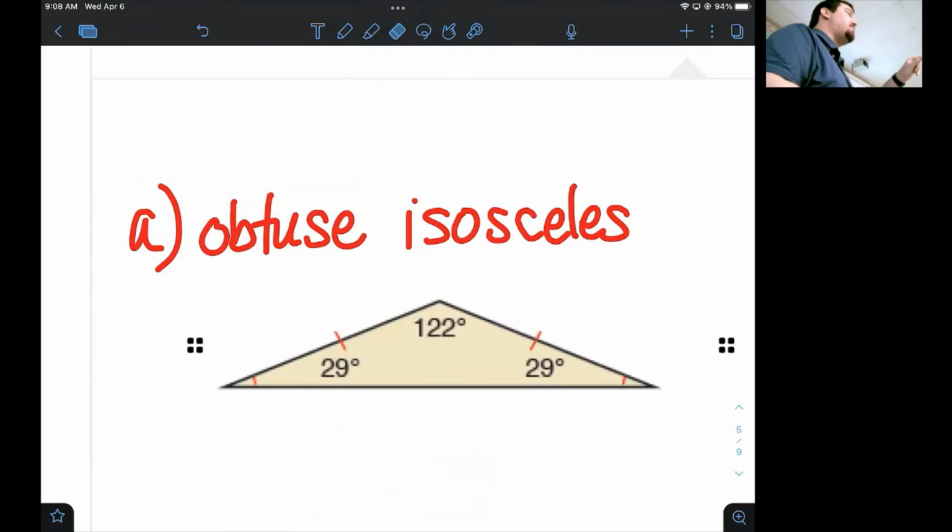Obtuse, isosceles. Speaking of the quiz, for those of you that want to retake the quiz, it is today during your SLT period. This will certainly help you get a better score on that. But yeah, make sure when you're classifying your triangles, you get both a side and an angle classification.